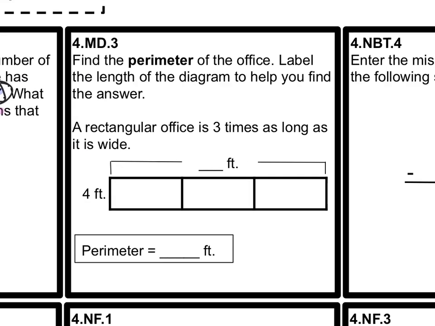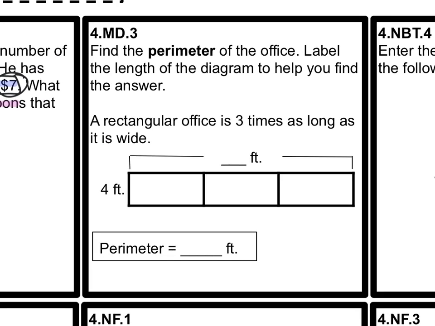All right, number 2, find the perimeter of the office. I'm going to stop and pause here and remind you that perimeter is not multiplication. Perimeter is going to be length plus length plus width plus width. Label the length of the diagram to help you find the answer. The rectangular office is 3 times as long as it is wide.